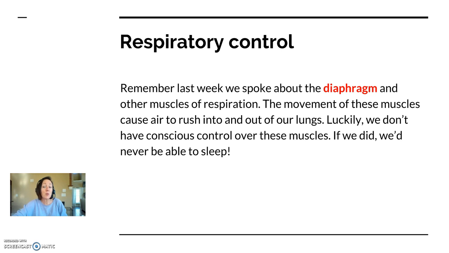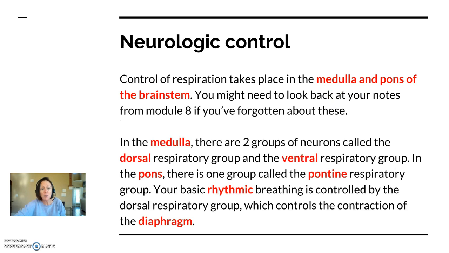So remember last week we talked about the diaphragm. Remember that muscle that's below your ribs that contracts and helps you to breathe in and out. The movement of these muscles causes air to rush into and out of your lungs. Luckily, you don't have any conscious control of that at all. If you had to think about it, you'd never be able to sleep. Control of your breathing takes place in the medulla and the pons of your brain stem, the lowest level of your brain. You might need to look back at your notes from Module 8 if you've forgotten about those.